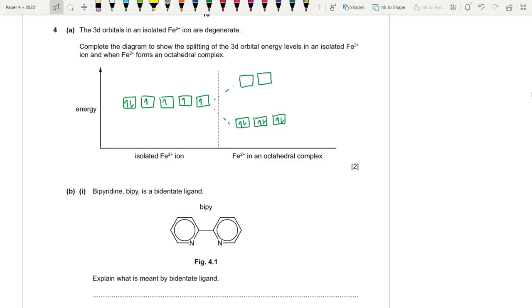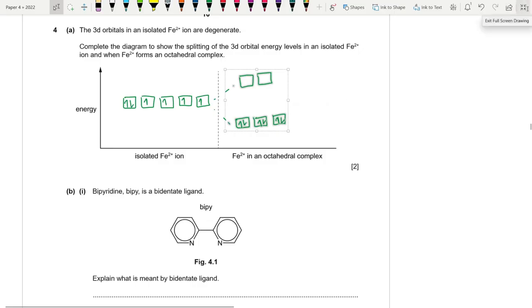No, basically it's like this. It is like this. Basically, a few get higher energy levels while the others get low energy levels. But for an isolated ion, this is true in a sense that basically this is the diagram.